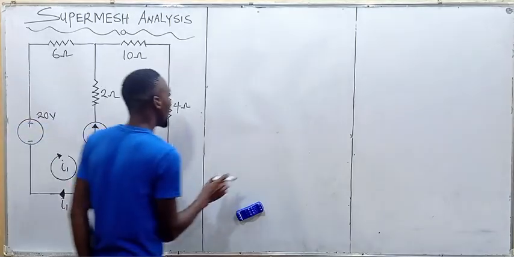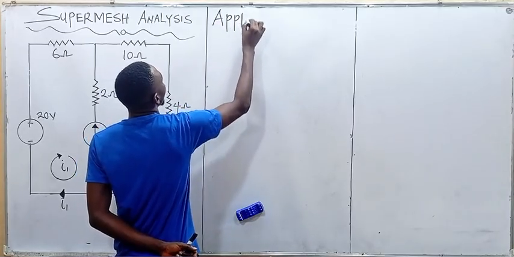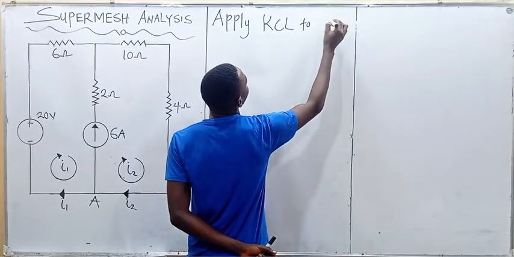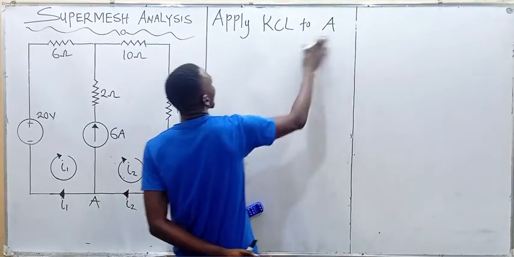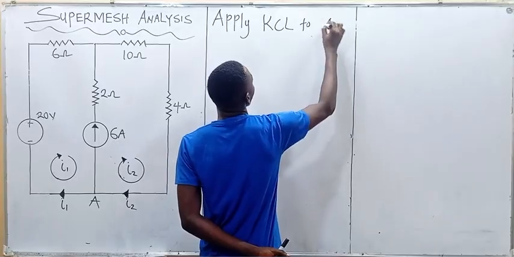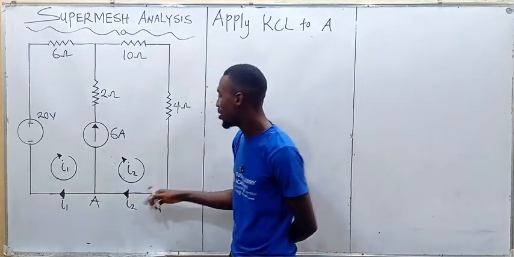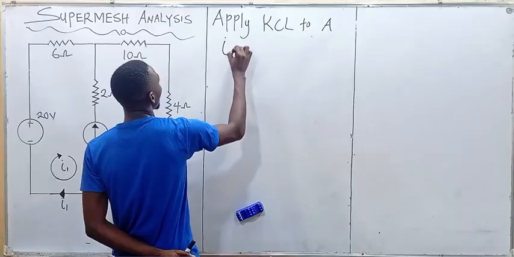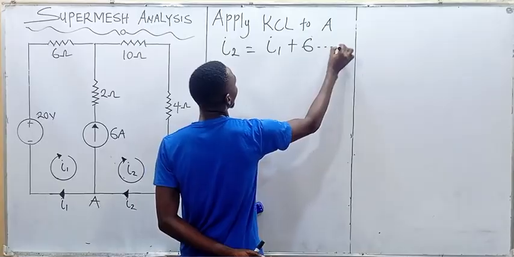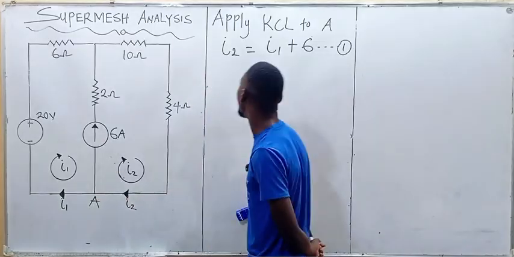Now the first thing is to apply KCL to node A. Let's just call it A, but you know it's node A. If you look at this, the sum of current that is coming in is I2. So I2 will be equal to I1 plus I6. This is going to be equation number 1. You can see I1 is going away from this node and I6 is also going away.